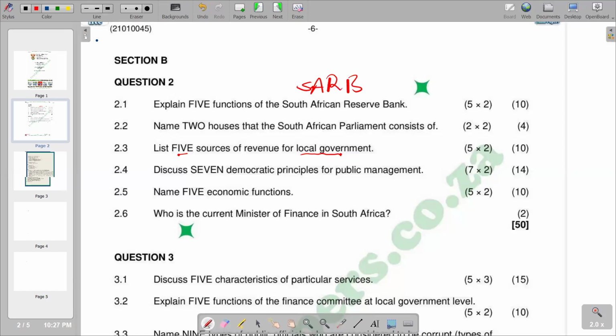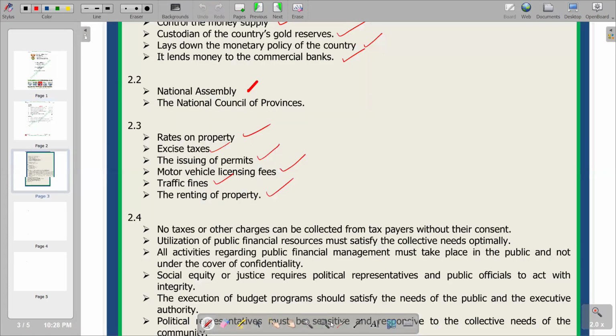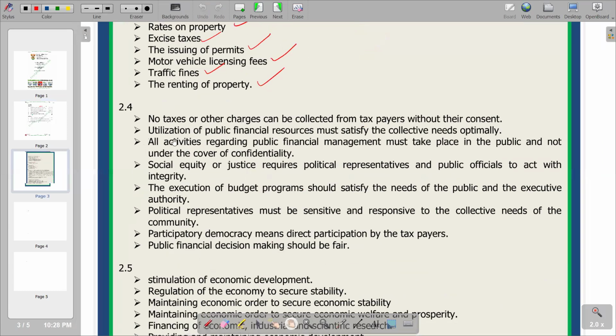Moving on to the next question, it says discuss 7 democratic principles for public financial management. So our question has 14 marks and requires us to raise 7 points. We also have those democratic principles mentioned in our answer section. If you move there, you'll see that we are looking at 2.4, and these are the democratic principles that we have. The first one says no taxes or other charges can be collected from taxpayers without their consent. And then the utilization of public financial resources must satisfy the collective needs optimally. Then the third one, all activities regarding public financial management must take place in the public and not under the cover of confidentiality. Then we can move on to the next one, which is social equity or justice requires political representatives and public officials to act with integrity. So we've got a rundown of those principles. The last one is public financial decision making should be fair. So these are the principles that we have.